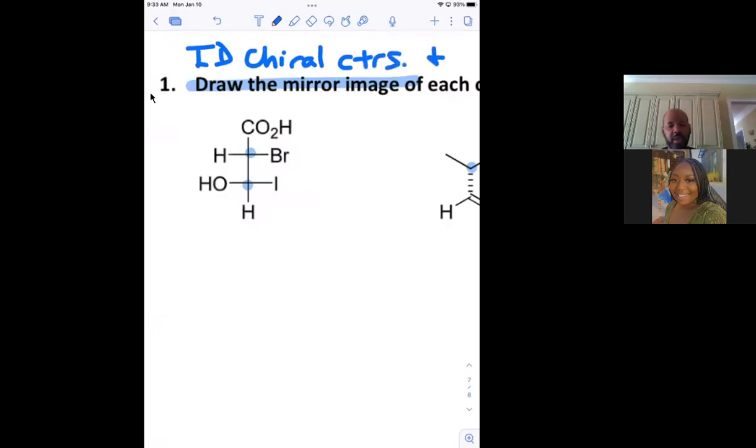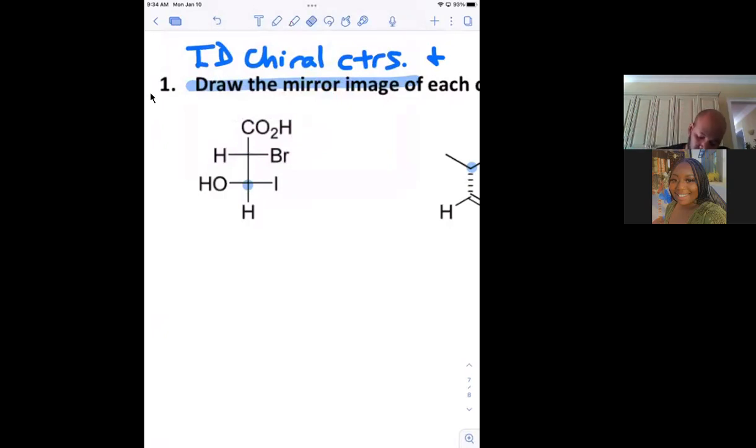And draw the mirror image. So if we're looking at those carbons that I have highlighted, how do I know that the carbon I have highlighted in pink is a chiral center? What's the criteria for chirality?